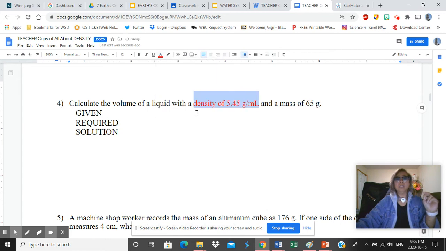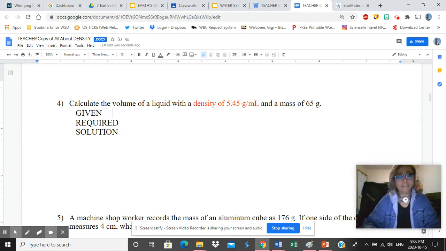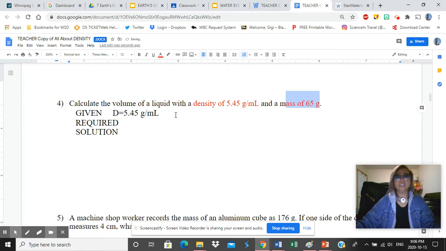So let me just put a different color on that so that you get to see that what is given here would be D equals what? 5.45 g per ml. What else is given? Clearly in the problem it says there a mass of 65 grams. So that's what you have there, right? So you say M equals 65 g.